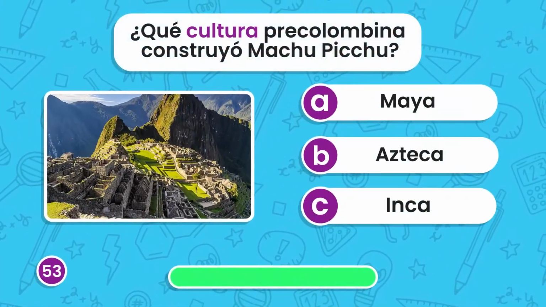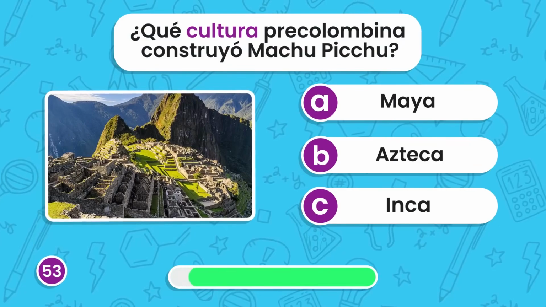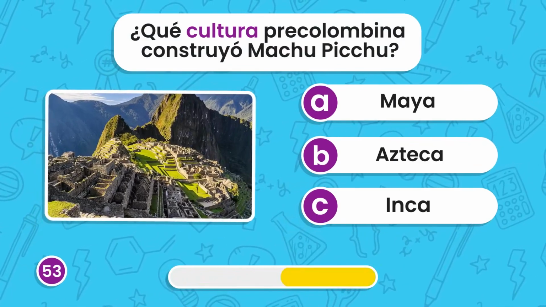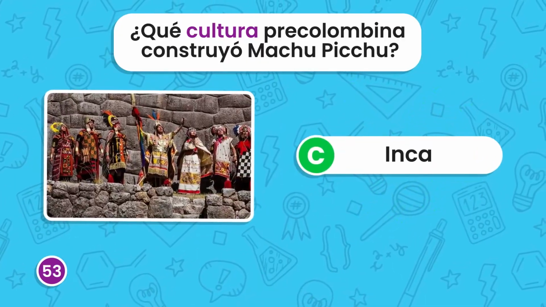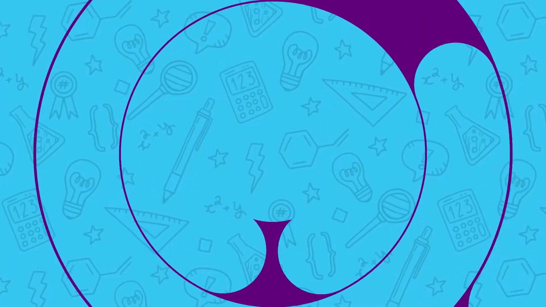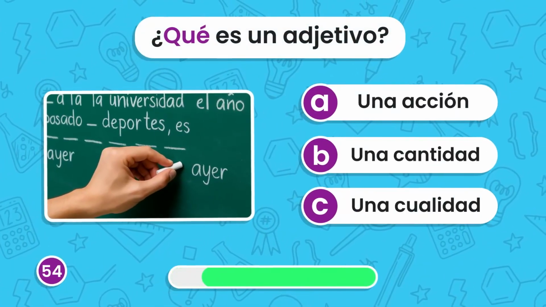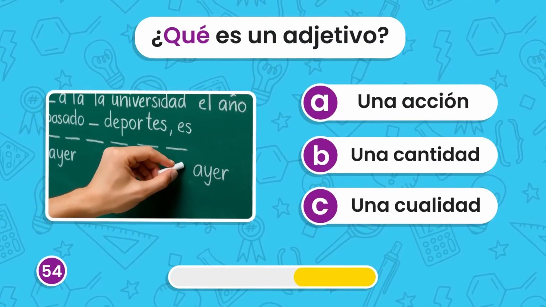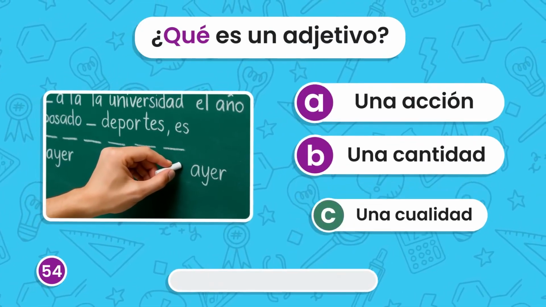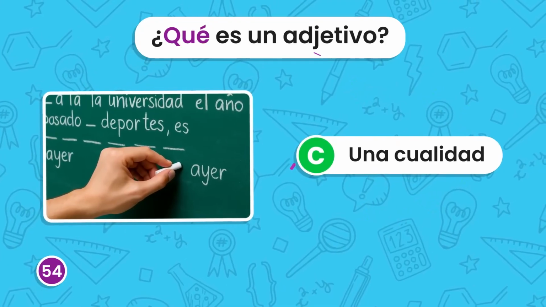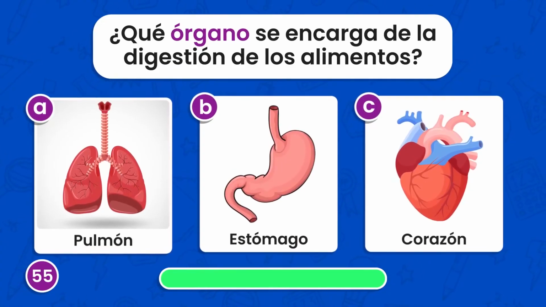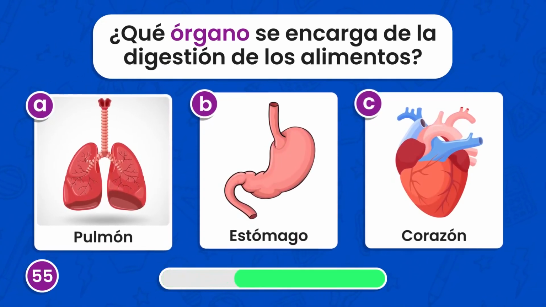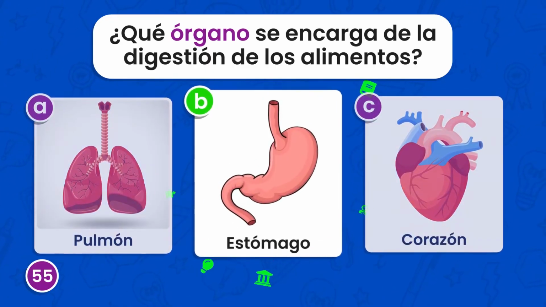Which pre-Columbian culture built Machu Picchu? The Inca culture. What is an adjective? A quality. Which organ digests food? The stomach.